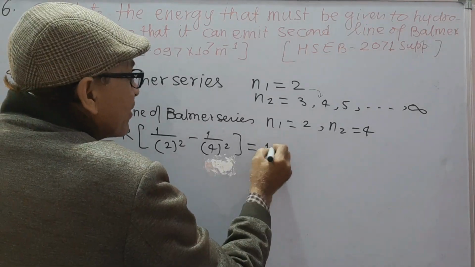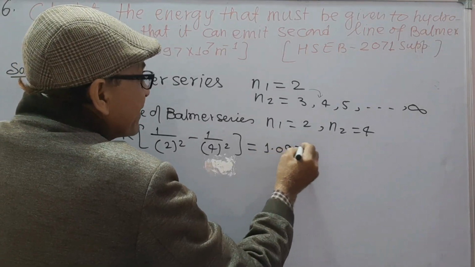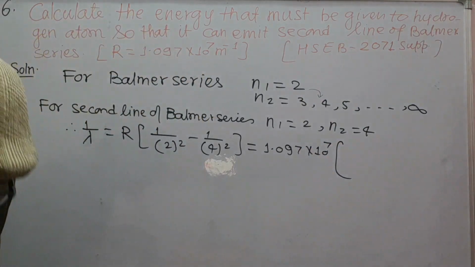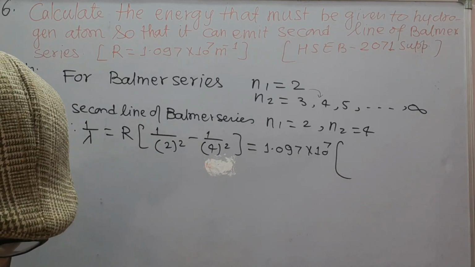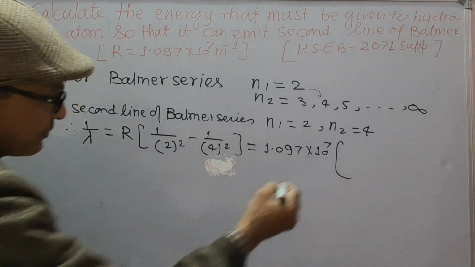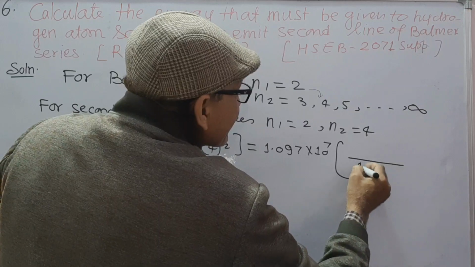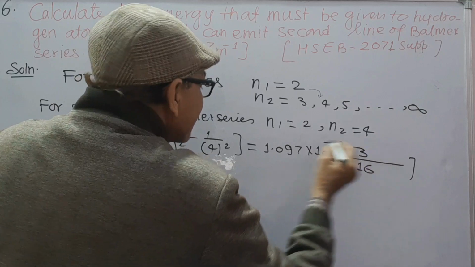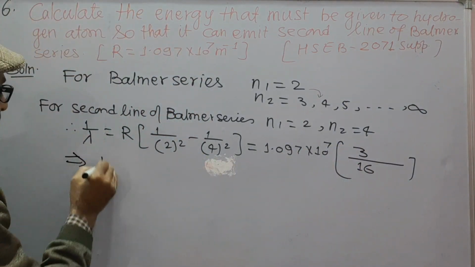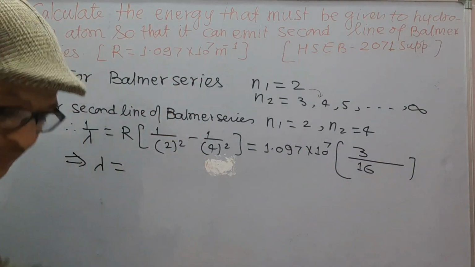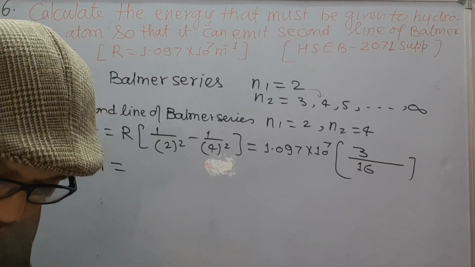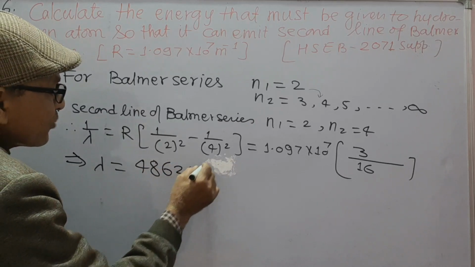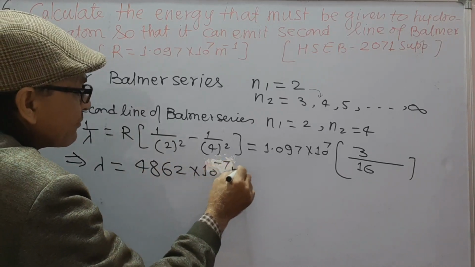R is 1.097 into 10 to power 7. LCM is 16. 4 minus 1 means 3 upon 16, which gives lambda, on simplification, as 4862 into 10 to minus 7 meter.